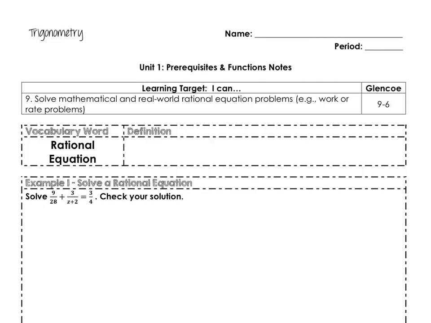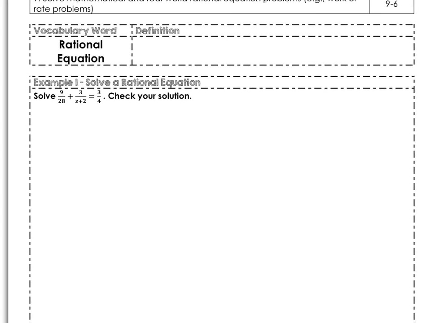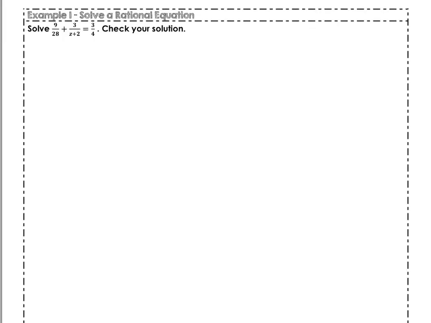Alright, this is your lesson on real-world rational equation problems found in Glencoe 9-6. Now, before we can get into some real-world problems, we probably need to first stop at just regular rational equations. So here's my problem: 9 over 28 plus 3 over z plus 2 equals 3/4.